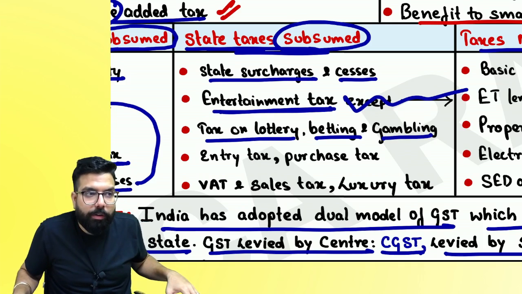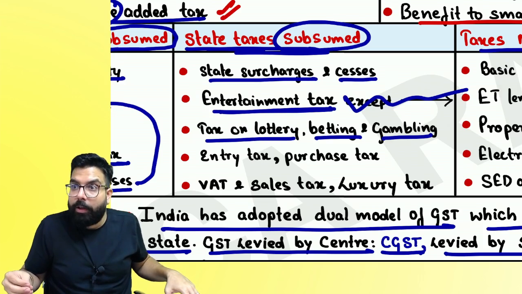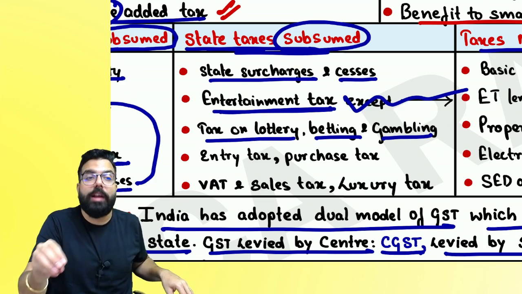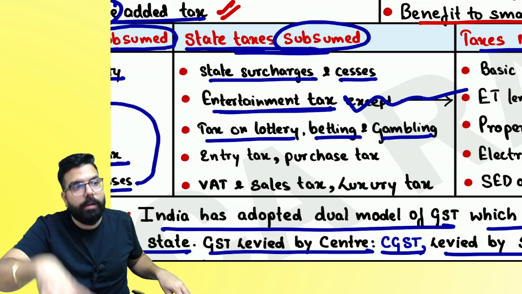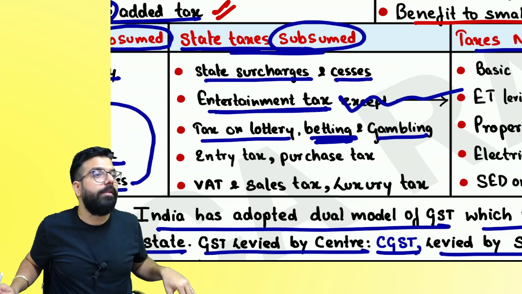Lottery, betting, gambling. You know lottery, everyone. What is lottery? Buy a 100 rupees lottery ticket and you might get 1 lakh rupees, correct or not? Car, you will get, all those lotteries which were there. The tax on lotteries was collected by the state. Now gone.